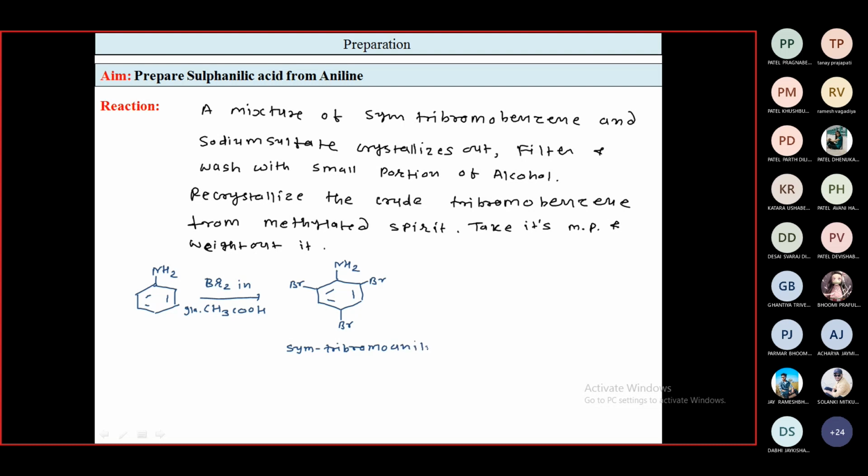Aniline, or you can say 2,4,6-tribromoaniline, which on diazotization using NaNO2, the NH2 group is converted to diazonium salt and finally it is removed, and you are getting symmetrical substituted tribromobenzene. This is called symmetrical tribromobenzene.